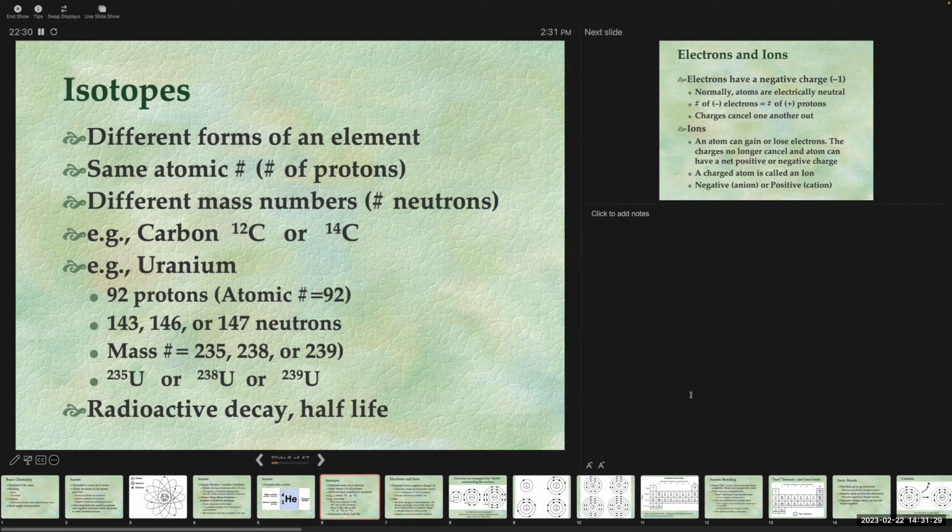Uranium-238 was the isotope of uranium that was used in one of the 2 atomic bombs, the one that was dropped on Hiroshima, a bomb called Fat Man.